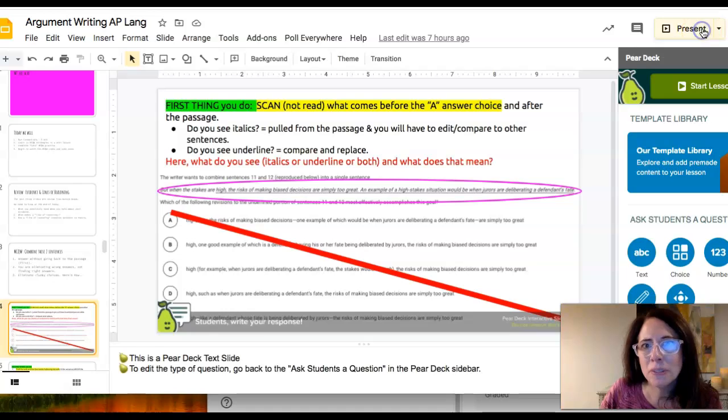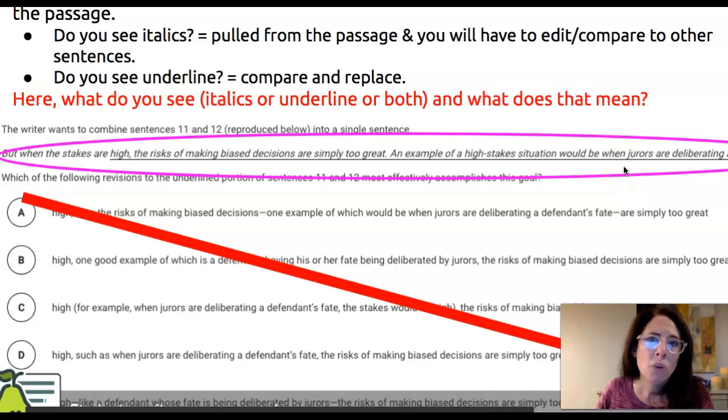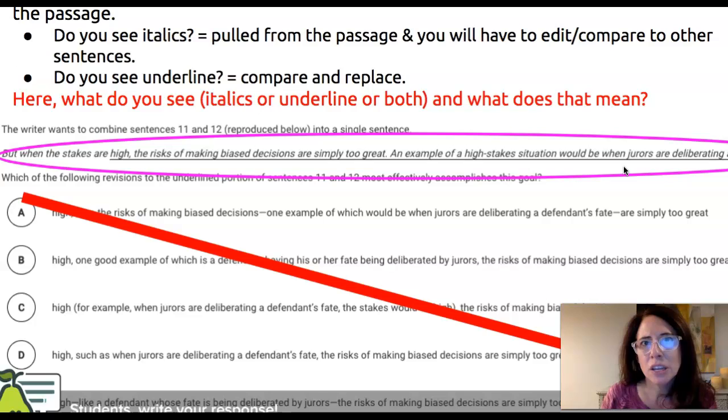I'm going to go into present mode for this, and the very first strategy I have when it comes to answering any type of multiple choice question on the AP Lang exam, but specifically for the writing multiple choice questions, and I cannot say this enough, you want to first scan the page.